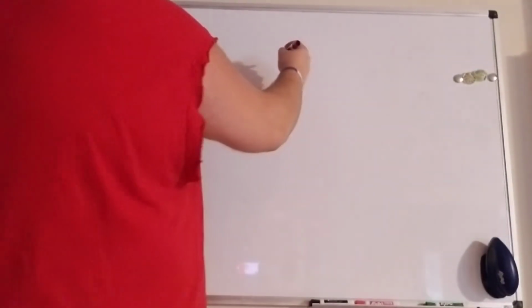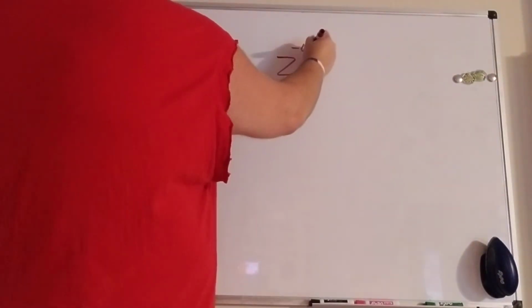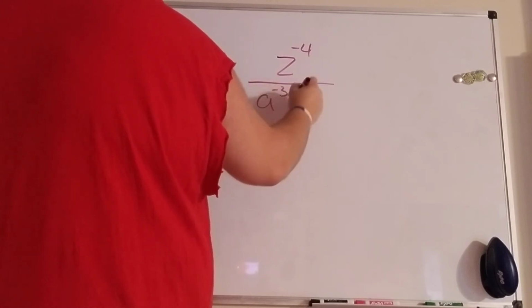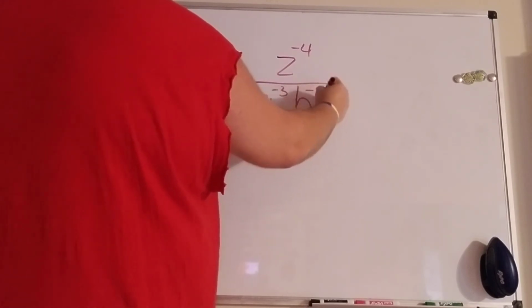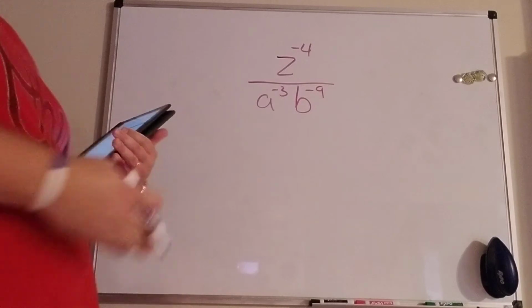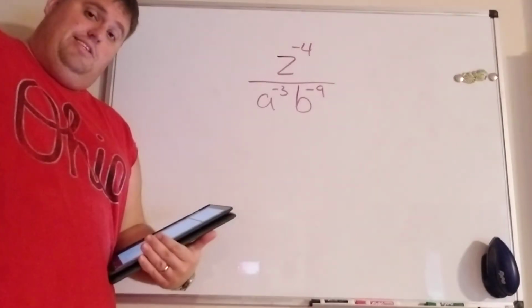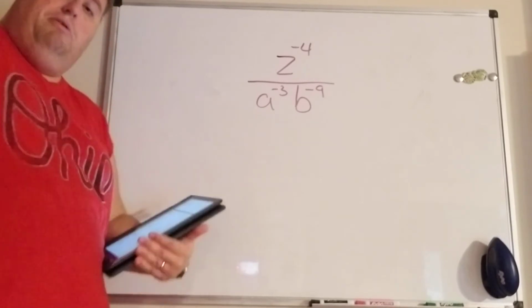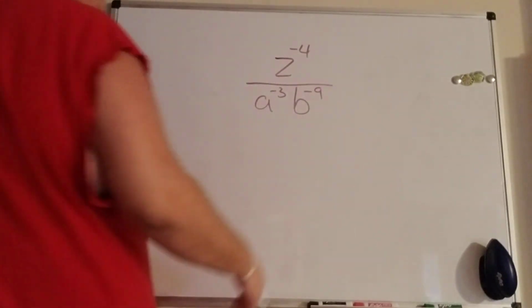All right, we got z to the negative 4th over a to the negative 3rd, b to the negative 9th. Lots of negatives in this one. But again, I'm not going to check that till the end. So any multiplication, division rule, nothing, no parentheses, no power to a power. So all I got to do is fix my negative exponents.